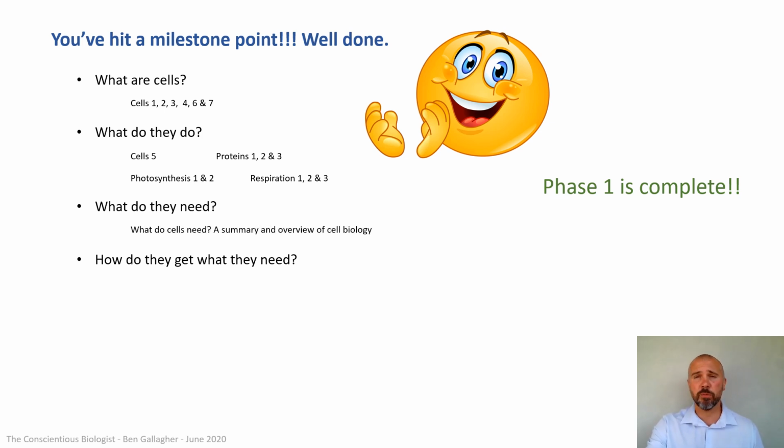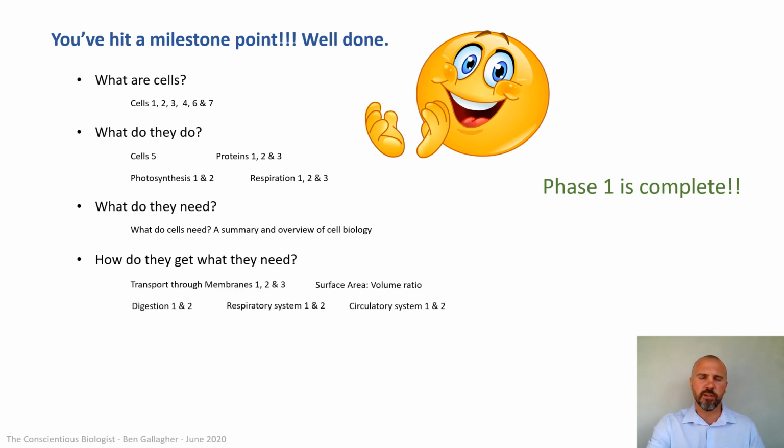What do they need? That's this PowerPoint, the one that you're just watching now. That looks at why, and it puts it all together for the what do they do. It's what do they need so they can do that, and how they get it. It really links it all up together. How do they get what they need? That's more the physiology stuff. So you've got the digestion, respiratory system and circulatory system lessons, but you've got the transport through membranes lessons and the surface area to volume ratio ones. That's how stuff is brought into the body, transported around and delivered to those cells so they can do what they need to do to be functional, productive cells.